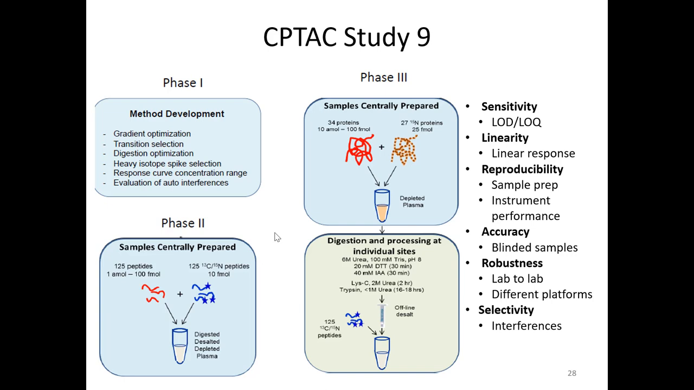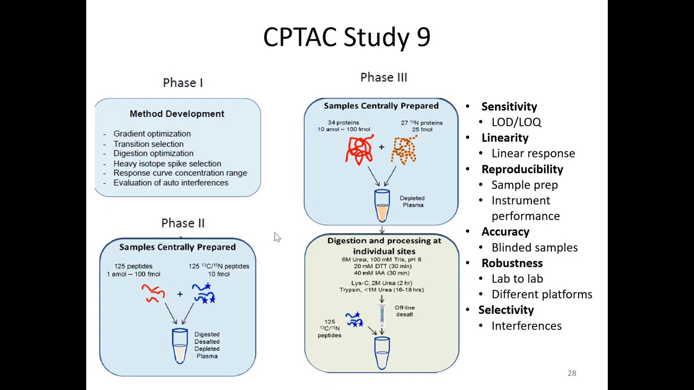In phase 2, this was plasma that was already depleted and digested. Everything was spiked in post-digestion. In phase 3, we had these light proteins that are the same sequence as the light peptides there, and we had heavy proteins. And those were spiked into plasma that was then digested. And then we also added in the C13 and 15 labeled peptides as a secondary internal standard.